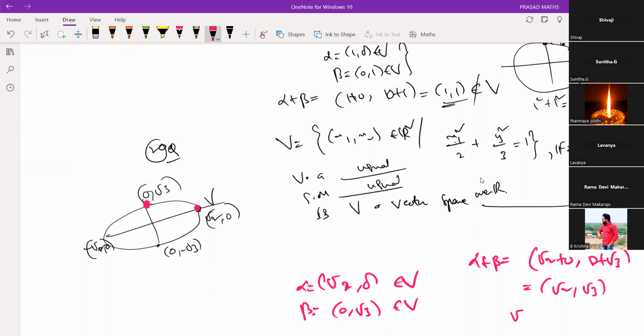Right? Because root 2 whole square by 2 is 2 by 2, which is 1, and root 3 whole square by 3 is 3 by 3, which is 1. The sum is not equal to 1. Therefore, it fails to satisfy the closure property. Therefore, it is no.